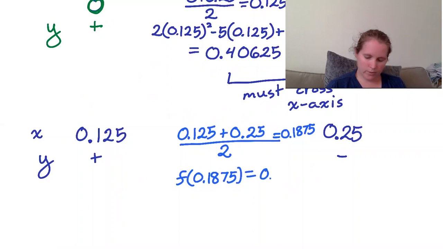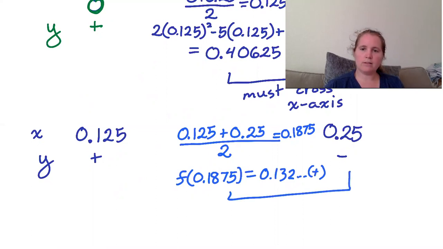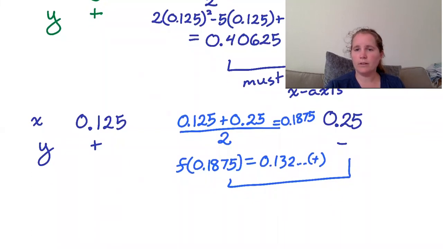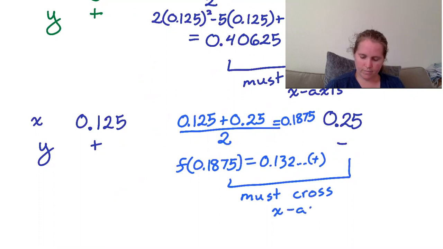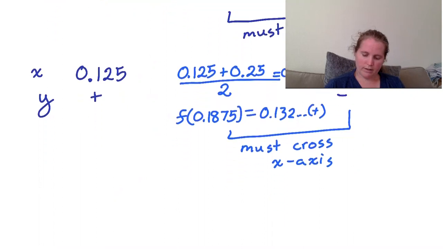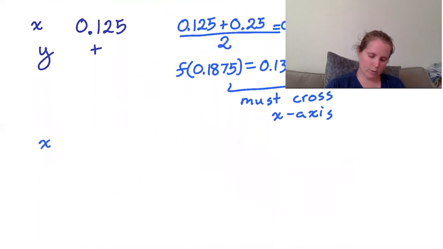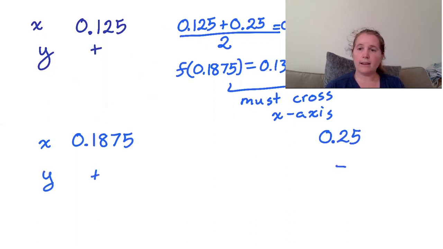And we get 0.132... So we get another positive. So this means this time around, again, we must change where we switch signs. So we go from positive to negative y value. So we must cross the x-axis here. And this time around, our x values, we are looking between 0.1875 and 0.25. Again, for y values, we're switching from positive to negative.